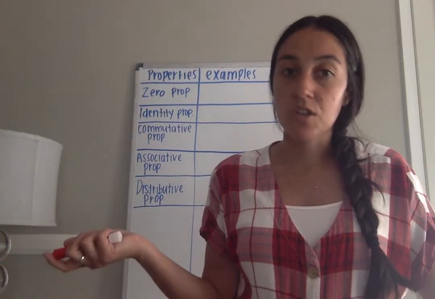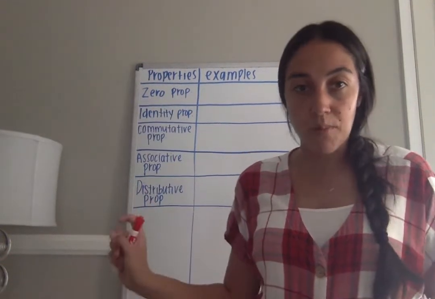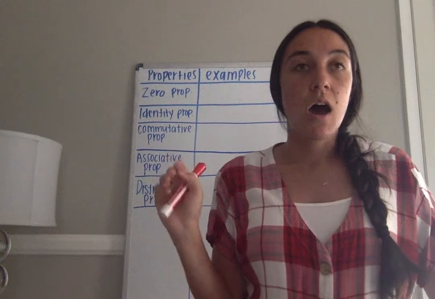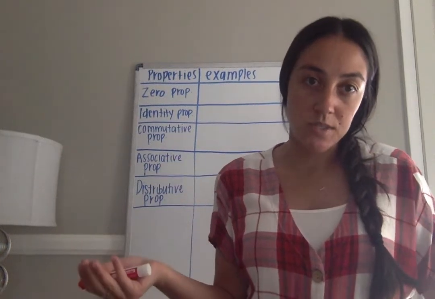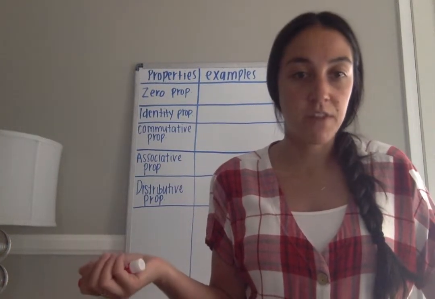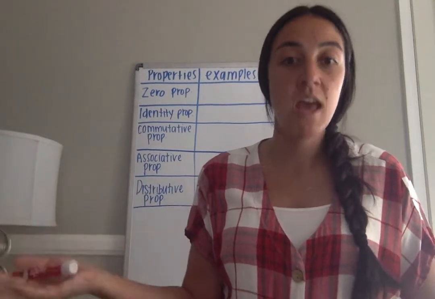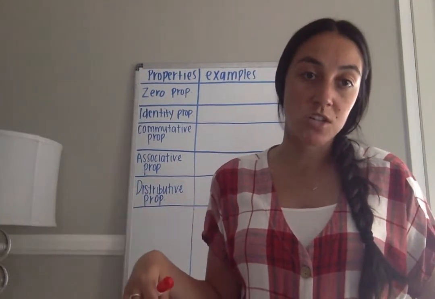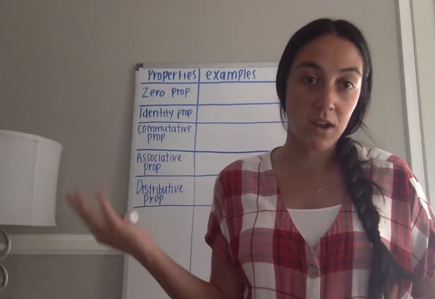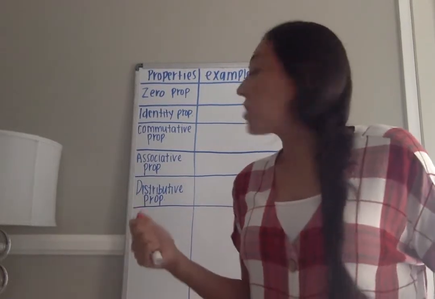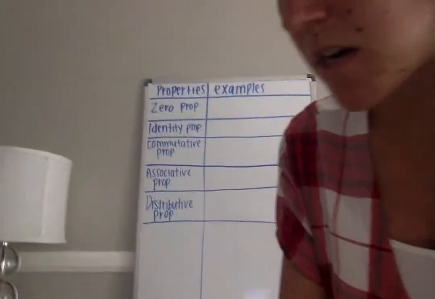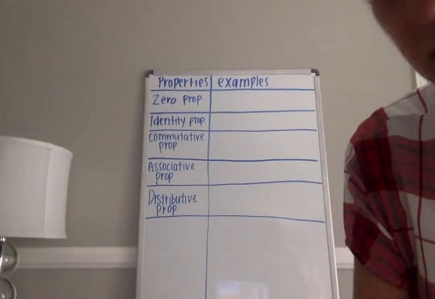So I just wanted to get started by going over all of the properties of multiplication, what they look like, how to use them, and then we'll finish off our video today by working on flipping multiplication to division and division into multiplication so that we can solve problems that we might not already know. So to begin, we are going to start with the zero property of multiplication.